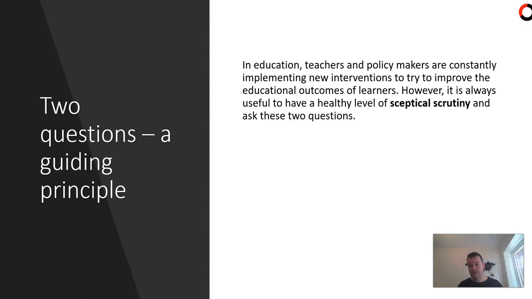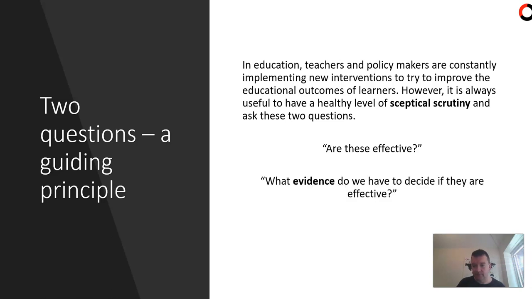And just to put this in the grand scheme of things on why we're working with teachers. So with actual teachers and policymakers, these are constantly implementing new interventions to try and improve the educational outcomes of learners. However, we always advise them that it's always good to have a healthy level of skeptical scrutiny and ask these 2 questions. So, are these interventions effective? And what evidence do we have to decide if they're effective?